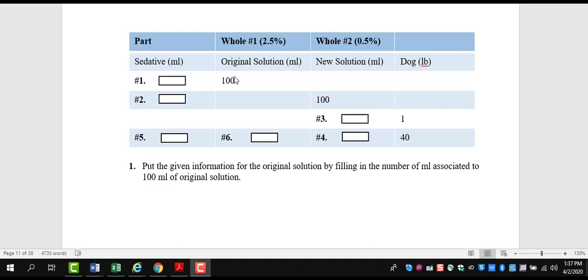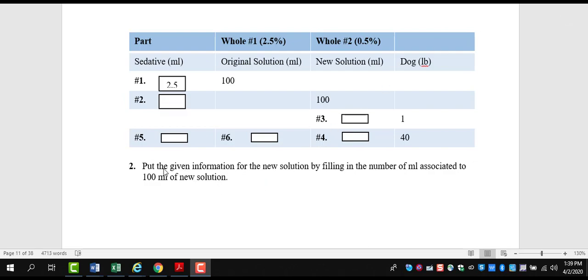So here is the original solution. Right here, original solution, milliliters, that's the saline. It's 2.5%. So how many milliliters is that going to be? It's just 2.5. Makes sense? This is the sedative in milliliters. This is the original solution. This is the new solution that we need for our dog, right? So let's go to number 2.